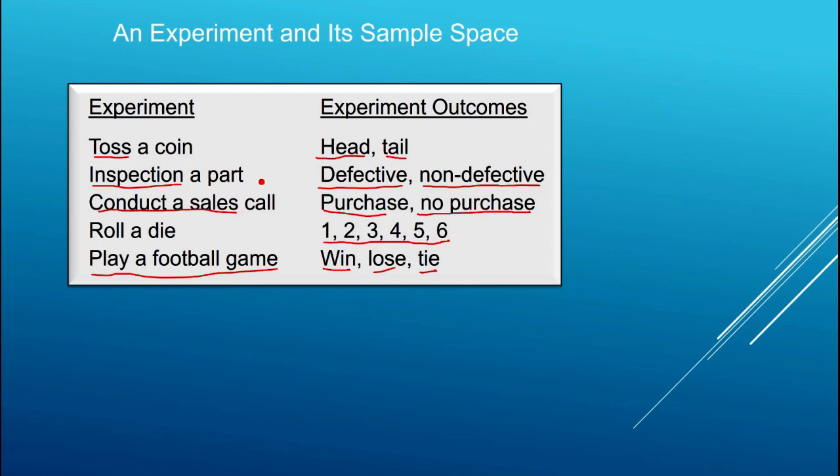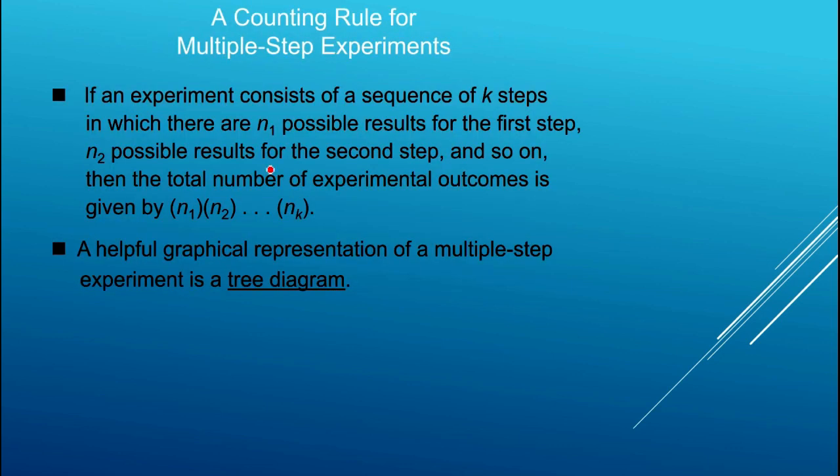These are all examples of experiments. Here's the multi-step experiment counting rule. We're going to cover 3 rules here. And this is the first. It's the simplest and it's the easiest to understand. Our next counting rule will actually be seen as a special case of this rule.